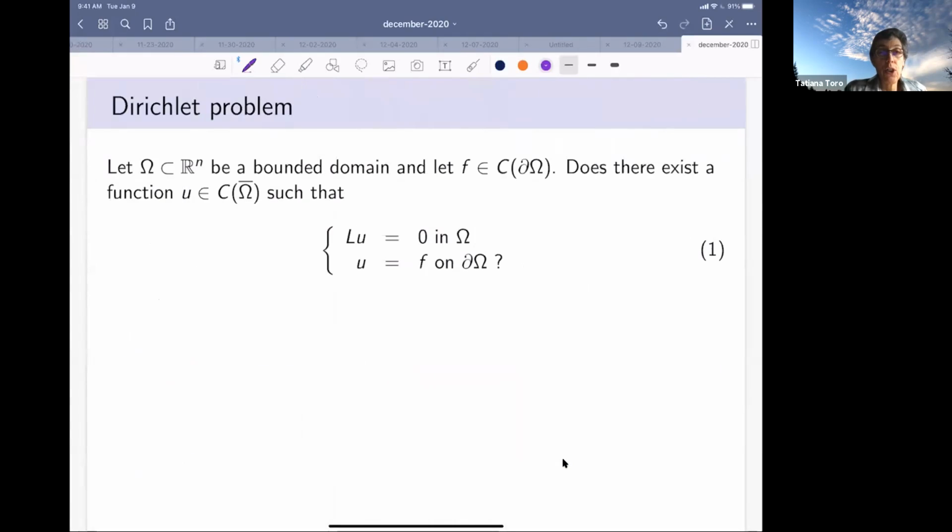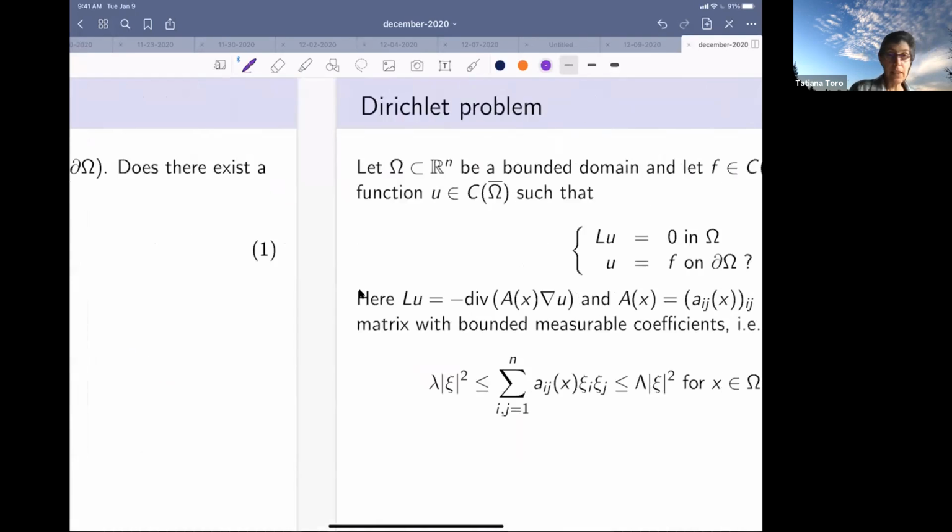And so let's take omega as a bounded domain, f a continuous function at the boundary. And the question, of course, the classical Dirichlet problem, is whether there exists a function which is continuous all the way to the boundary, such that L of u is 0 in omega. I'll tell you who L is in a second, and u equals f at the boundary. And we all, when we think of a boundary, we think of a nice boundary. We'll see some that are not necessarily as nice, but.